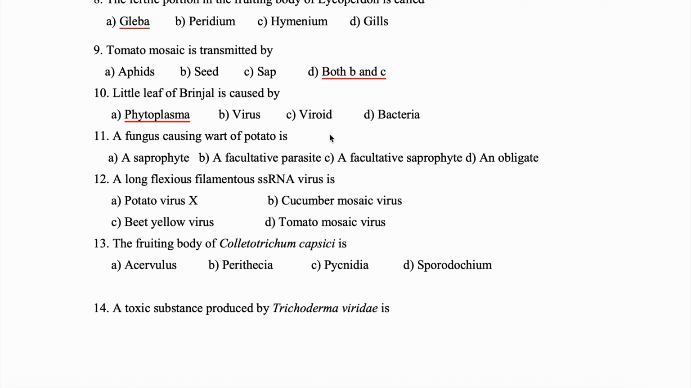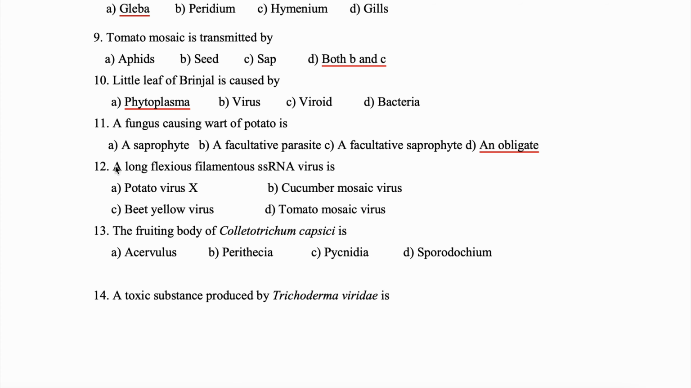Question 11. A fungus causing wart of potato is what type of parasite? What type of pathogen is it? It is an obligate pathogen. And the pathogen name is Synchytrium endobioticum. It is an endemic disease. Next, a long flexuous filamentous single-stranded RNA virus. It is potato virus X.